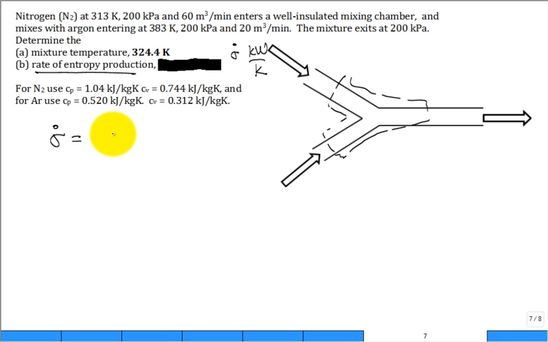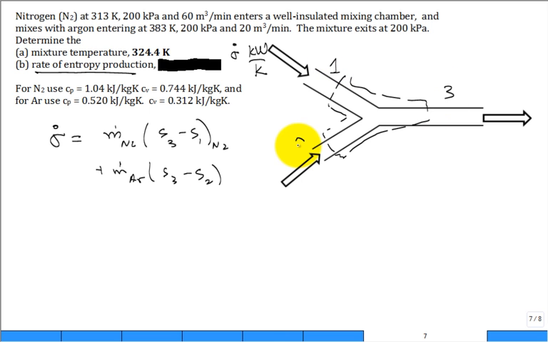let's do it this way, the m dot of the nitrogen times S3 minus S1 of the nitrogen. It's the increase in the entropy of the nitrogen stream. And then we have the mass flow rate of the argon times S3 minus S2 of the argon. Maybe it takes you a few steps to get to there, but is that a good second law?